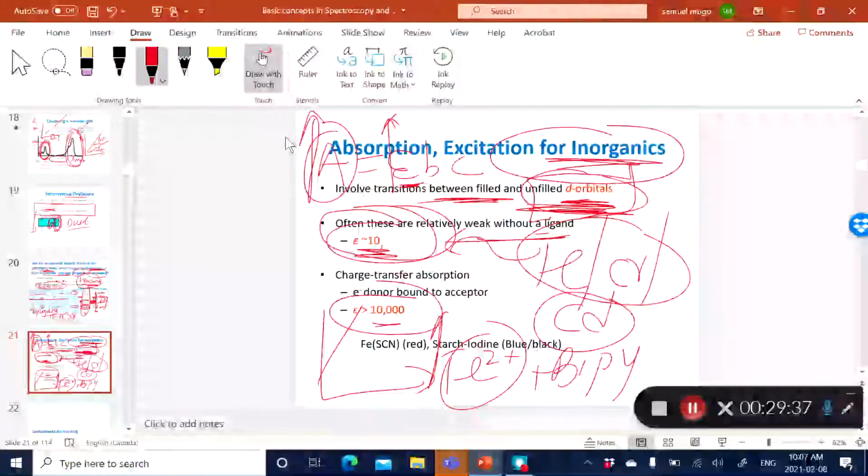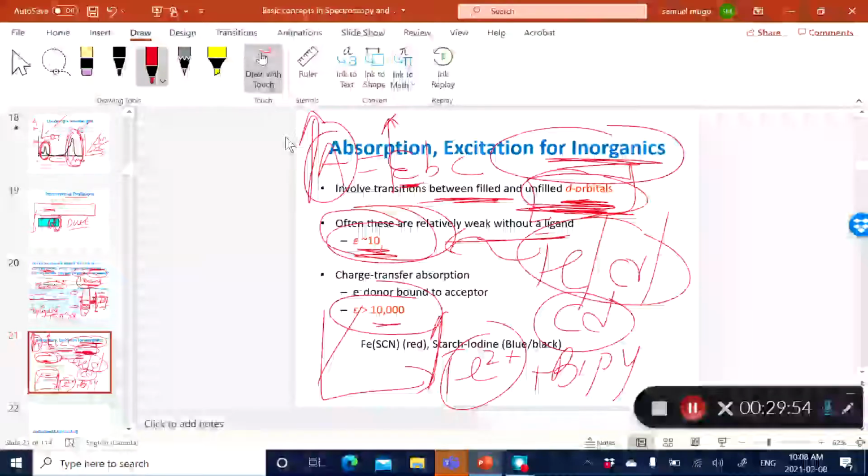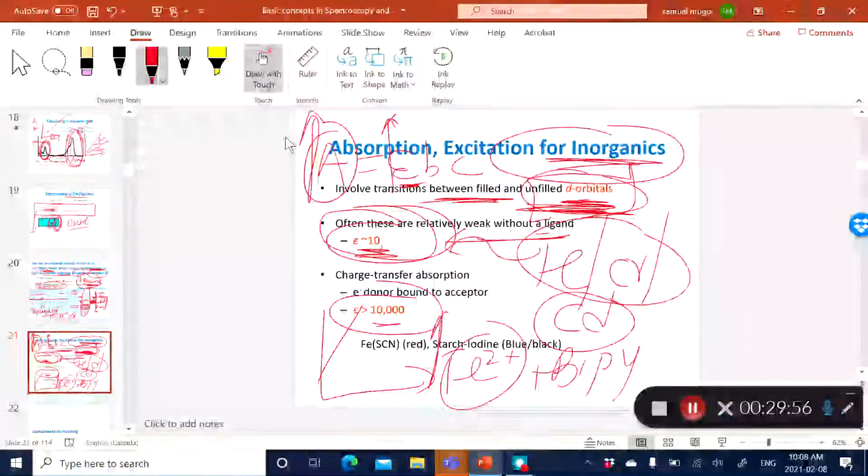So even though you can do inorganics, especially the transition metals, without necessarily adding a ligand, the sensitivity is low, and as such, you need to complex them using an appropriate ligand so that you can increase the molar absorptivity, and as such, increase the absorbance.